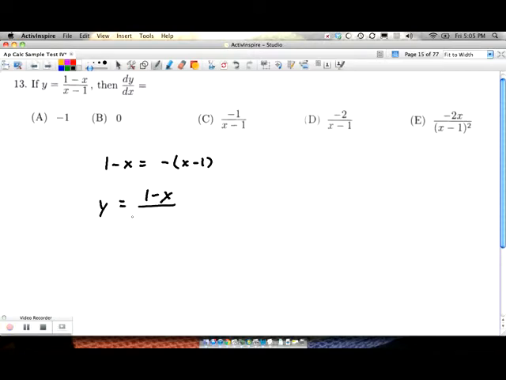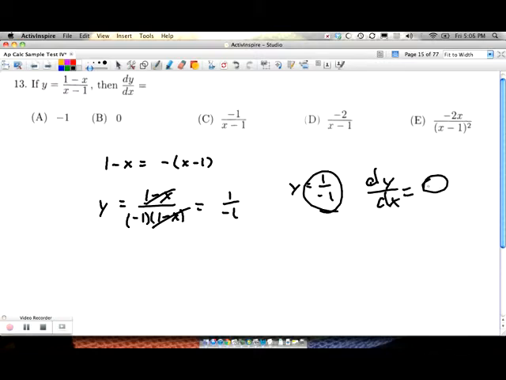y equals (1 minus x) over negative 1 times (1 minus x). Those reduce, and I have 1 over negative 1. So y equals 1 over negative 1. This is a constant. The derivative of a constant is 0. Why? Because this is measuring the rate of change, and this does not change, hence the word constant.